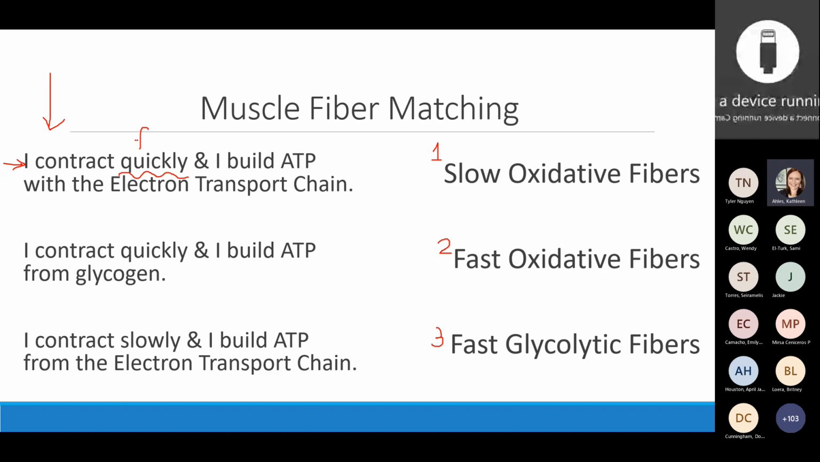This first part here for quickly, that's going to be a type of fast fiber. And so notice down below it, here's another one that's going to be a fast. I contract quickly. And down below, here's I contract slowly. That's going to be a slow one. Then we look at the second half of the statement. For my top answer up here, it says that I use the electron transport chain. If I'm using the electron transport chain, there's something that I have to have in my cell to make the electron transport chain work. What did we say we had to have to be able to do the electron transport chain? What's got to be there?